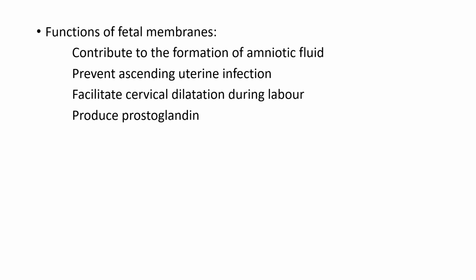Another function is that it produces prostaglandin. Prostaglandin is a hormone which helps for the effacement and dilatation of the cervix, and at the same time it helps for the contractions of the uterus also. So it has two functions. These fetal membranes produce prostaglandin, and it helps for the contraction of the uterus and dilatation of the cervix during delivery. So these are the important functions of the fetal membrane. We have seen about the structure, layers and functions of fetal membranes.